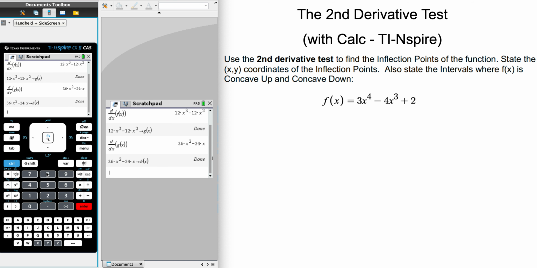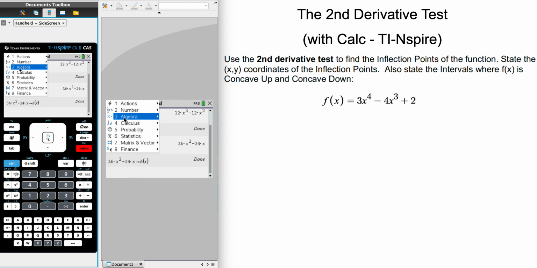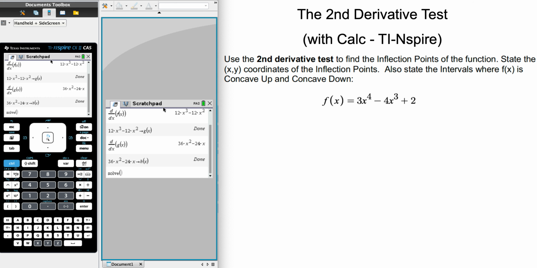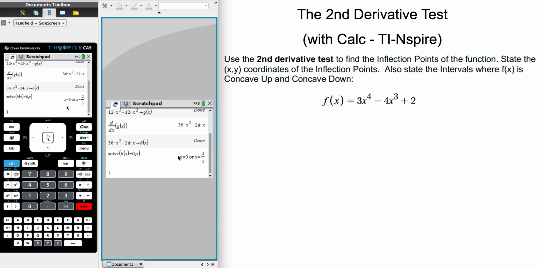So we hit enter here, and now if I set my second derivative equal to 0, it's going to give me the inflection points of this original function f of x. So I'm going to go ahead and do that, and to do it, we go to Menu, Algebra, Solve, and we're going to say h of x equals 0, comma, x, and we hit enter, and we get two answers, 0 and 2/3.